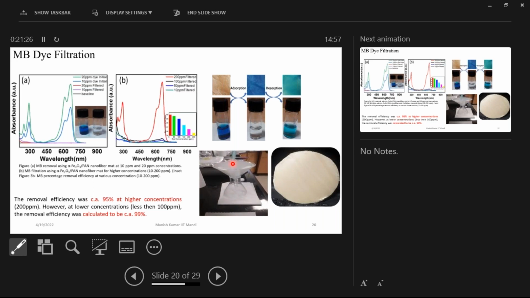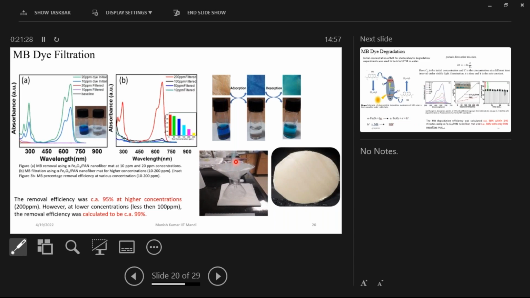So in this video you can see we are just putting some drops of methylene blue solution onto this membrane, and into this beaker we got very fine purified water without any colors. So this was the membrane basically, and we put it into the conical flask, and then we tested it.